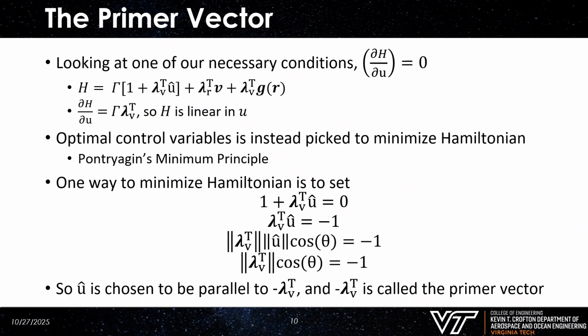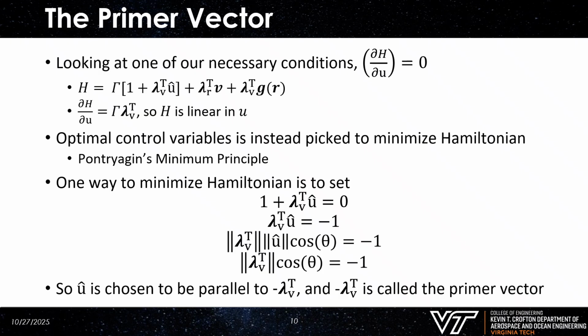So we can look at Pontryagin's minimum principle, and it essentially says that the optimal control variables are instead picked to minimize our Hamiltonian. One way to minimize this Hamiltonian is to look at our first term in the Hamiltonian, the thrust times 1 plus the adjoint of our velocity times the unit vector for our control. If we try and set it equal to 0, that would minimize our Hamiltonian.